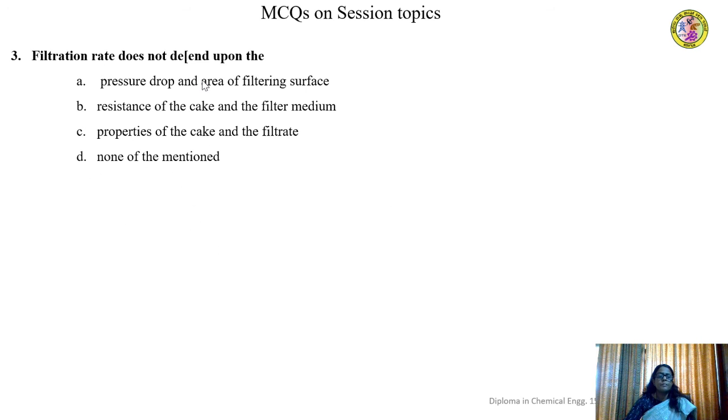In fact, the rate depends upon all these characteristics. It depends upon the pressure drop as well as the resistance of the cake and that of the filter medium, and the properties of the cake and the filtrate also affect the rate of filtration. So option D is the right option for this question.